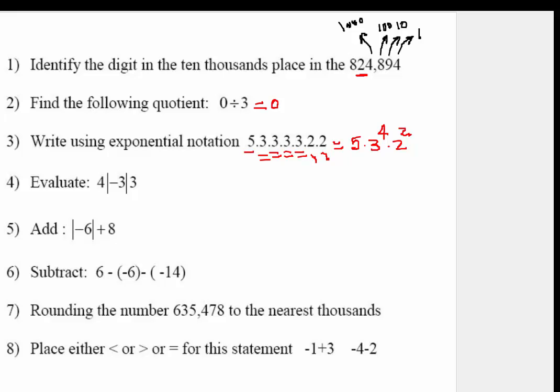The next question says evaluate, and then we have 4 times absolute value of minus 3 times 3. What is absolute value of minus 3 equal to? I don't want the final answer. I want to know what the absolute value of minus 3 is equal to. Okay, you said it's 3. So let me make sure we can follow this. If I have absolute value of minus 3, that's equal to 3. What is absolute value of plus 3 equal to?